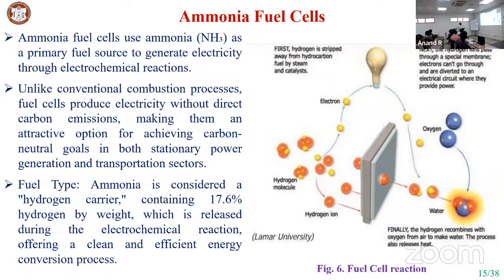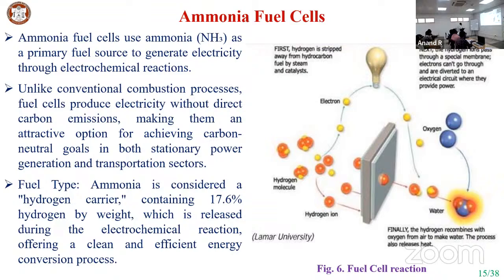Coming to the ammonia fuel cell. The ammonia fuel cell requires reforming also. It uses ammonia as the primary fuel source to generate electricity through electrochemical reactions. Unlike conventional combustion processes, fuel cells produce electricity without direct carbon emissions, making them an attractive option for achieving carbon neutral goals. So here, when you use ammonia at the anode side, you need to dissociate the ammonia, break it into nitrogen and hydrogen, and the nitrogen will be taken out. Hydrogen alone contacts the anode zone, producing H plus and electron minus.